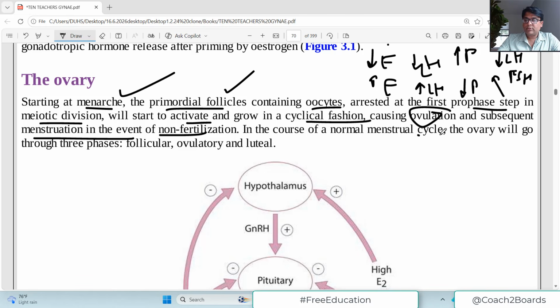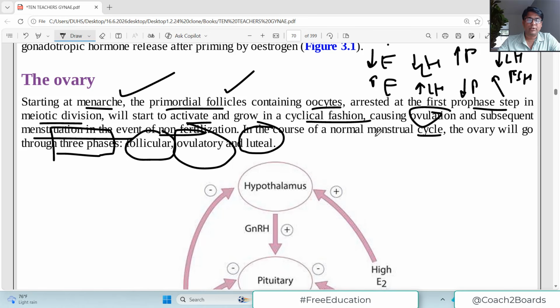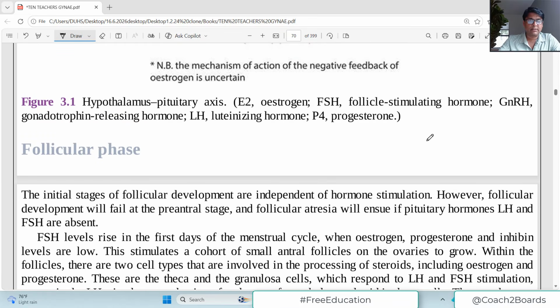In the course of normal menstrual cycle, the ovary will go through 3 phases. ये ovary के अब हम changes की बात कर रहे हैं. पहला फेज है फॉलिकुलर फेज, दूसरा ओव्यूलेटरी फेज और तीसरा है ल्यूटियल फेज. ये तीनों आपने समझने हैं. आइए इस पे बात करते हैं. द फर्स्ट फेज ऑफ द ओवेरियन साइकिल, अभी हम यूट्रस में नहीं गए, वी आर टॉकिंग अबाउट ओवरी.